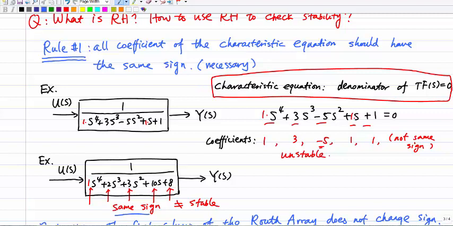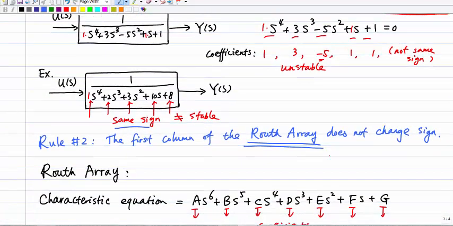Okay, if you check rule number 1, you say okay, all the coefficients of the characteristic equation do have the same sign, okay, we just need to continue. If not, we're done, we just say not stable, okay. Rule number 2 says the first column of the Routh's array does not change sign. So this one, I'll talk about the necessary specific condition later on, okay.